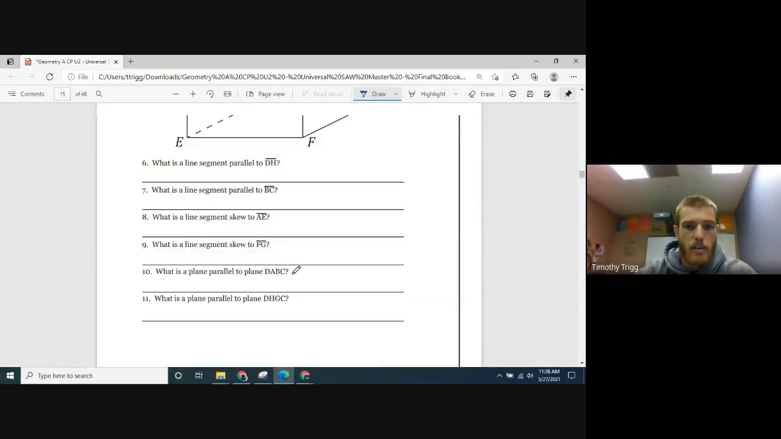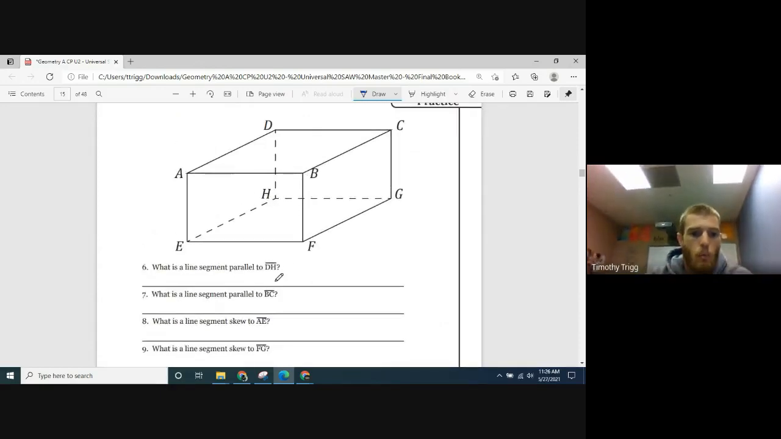Next, let's go on to page 7. What is a line segment that is parallel to DH? So first we need to find where DH is. Well, we can see it right here, DH. Okay, so what would be a line segment that is parallel to DH? So it needs to be going the same way as DH. That's the key. There are actually 3 possible answers we could put here.